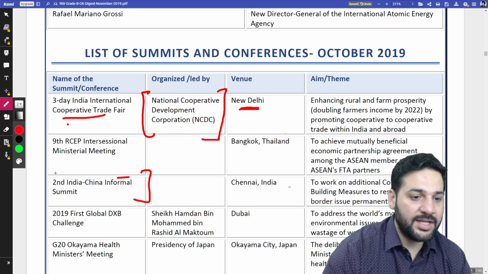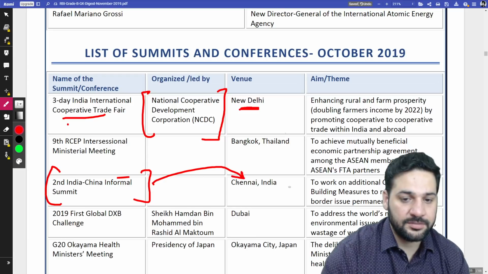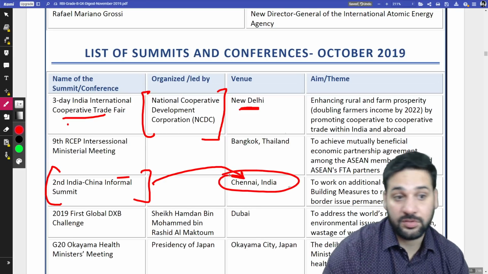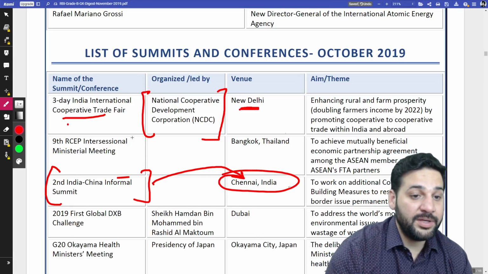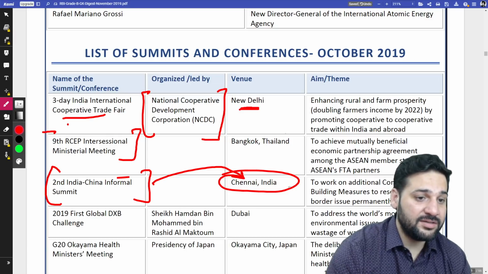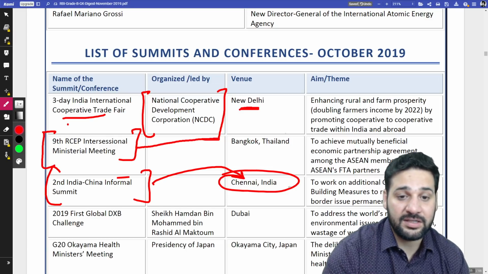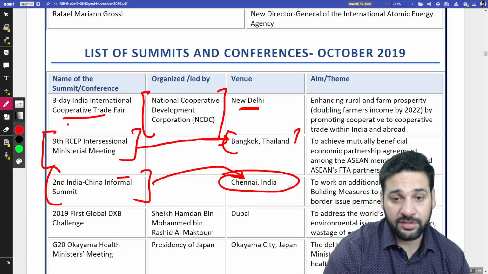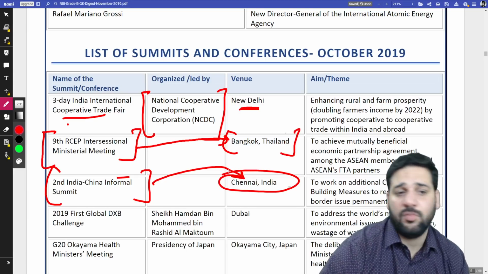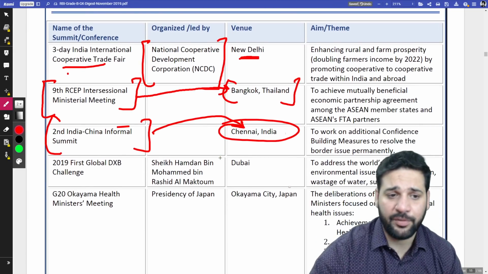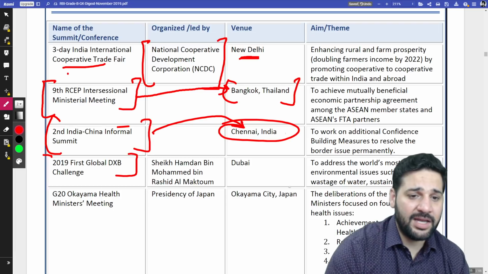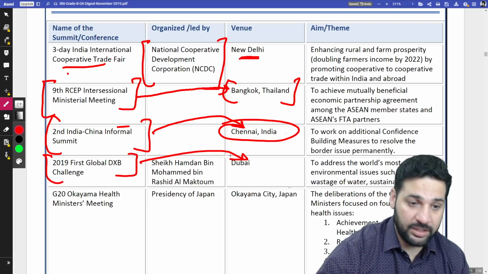India-China Informal Summit, conducted at Chennai, is really important. RCEP Intersessional Ministerial Meeting, the 9th edition, was held in Bangkok. Most of these summits are really important. First Global DXB Challenge was held in Dubai, which is very important.